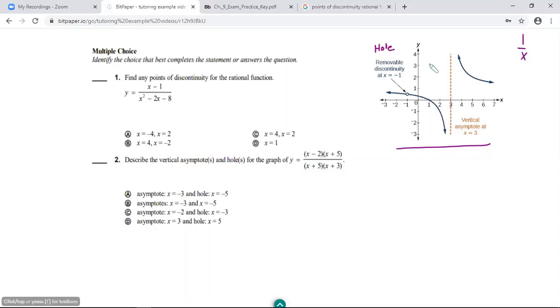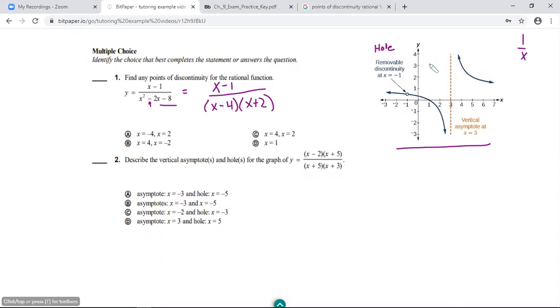Number one, find any points of discontinuity for the rational function. In this function, you can see that the denominator is expanded, so we need to factor it first in order to find out where the graph will be discontinuous. So x squared minus 2x minus 8. What two numbers multiply to negative 8 but add up to negative 2? Well, to get negative 8 is negative 4 and positive 2. And since the b is negative, these are the correct factors, x minus 4 and x plus 2.